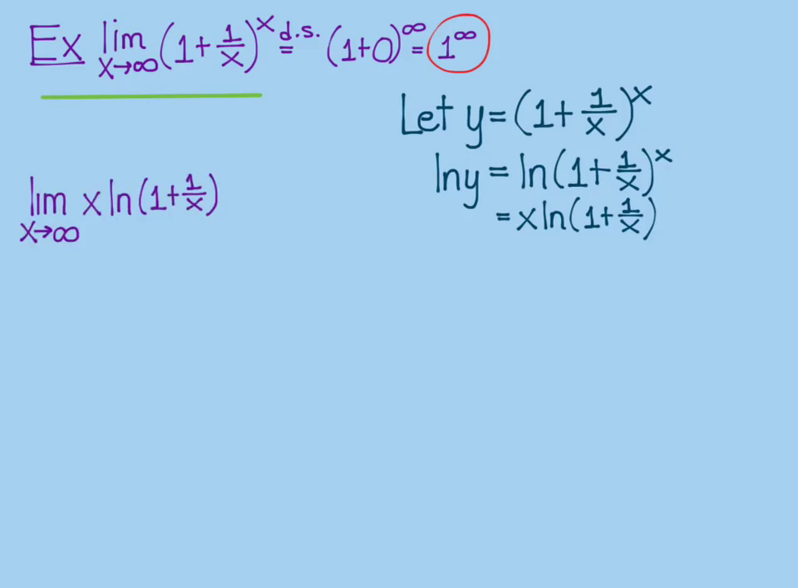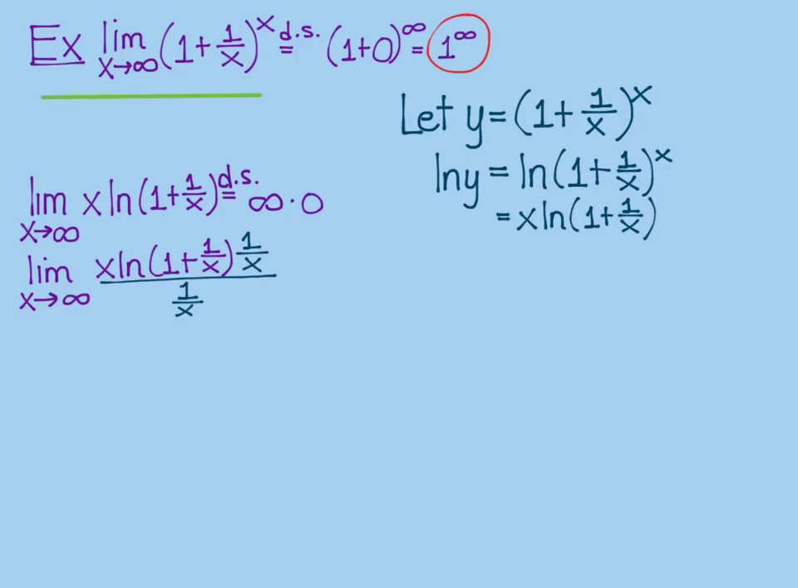Now taking the limit as x goes to infinity of x times natural log of 1 plus 1 over x, direct substitution gives us infinity times 0, which is an indeterminate form. We can use our 1 over x trick on the numerator and denominator and get direct substitution yielding 0 over 0. This is an indeterminate form where we're allowed to use L'Hopital's rule.